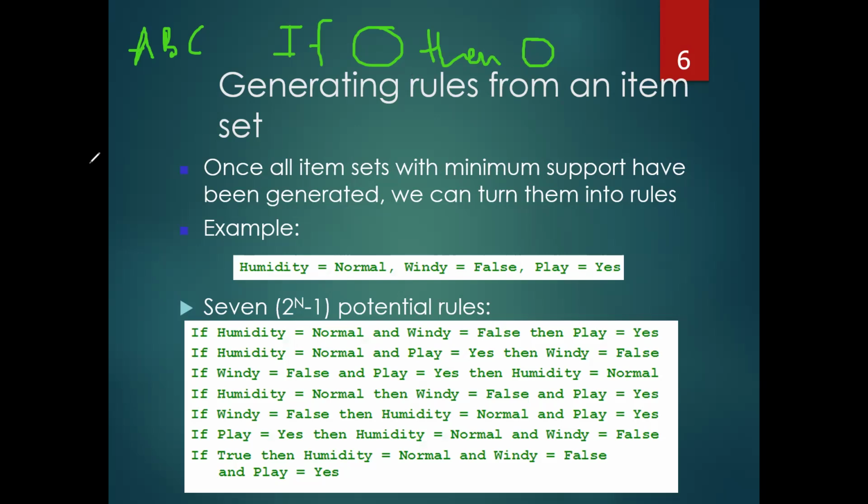You got my point, right? So if A comma B, then C. Then if A comma C, then B. If B comma C, then A. So this is what you will see here. Then if A, then B comma C. If B, then A comma C. If C, then A comma B. That's 6. The last one, the left side is empty: if true, then A, B, C. So that's how we are getting 7. If you have n items, you can have 2 to the power n minus 1 potential rules.